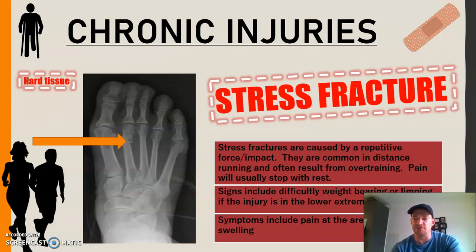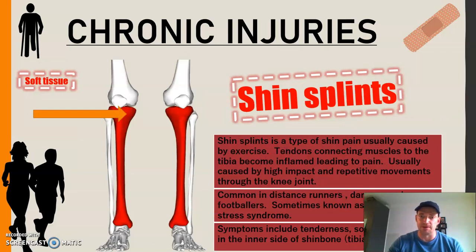Chronic injuries, so these are injuries that occur over time. Stress fractures. Stress fractures are caused by repetitive force or impact. They're common in distance running and often result from overtraining. You can see in this x-ray, just in that second metatarsal there's a little crack in that bone. That's a stress fracture, and it just happens over time, putting pressure through that area on the ground, for example, when you're running. That results in that stress fracture. This is a hard tissue injury because it's to the bone.